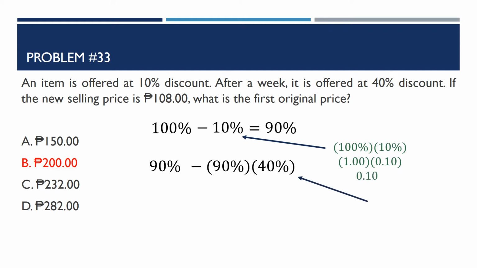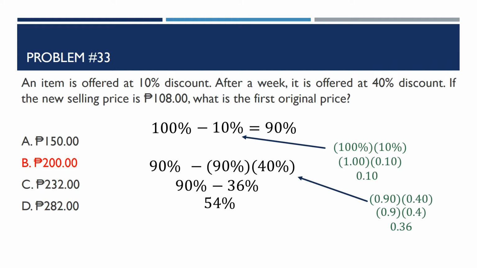So in this case, in decimal, it's 0.90 times 0.40. You can write it as 0.9 and 0.4. It's the same. And that is 0.36 or 36%. So this 90% will be discounted by 36%. So the new selling price will be only 54% of the original price. And that's what we are looking for.